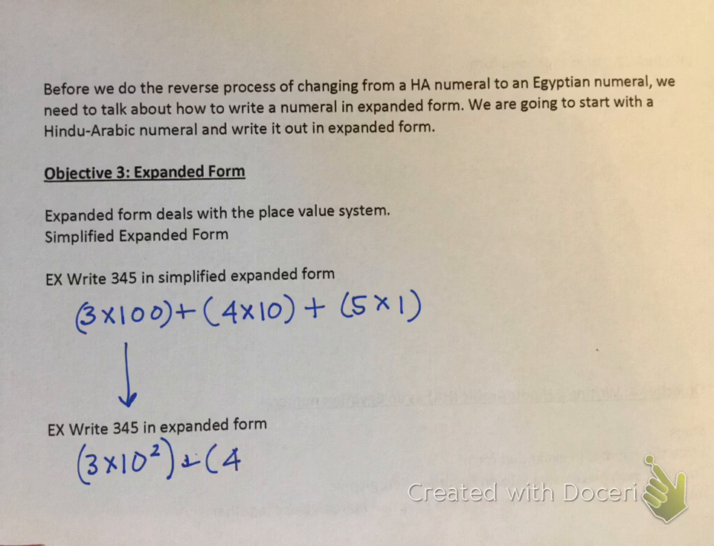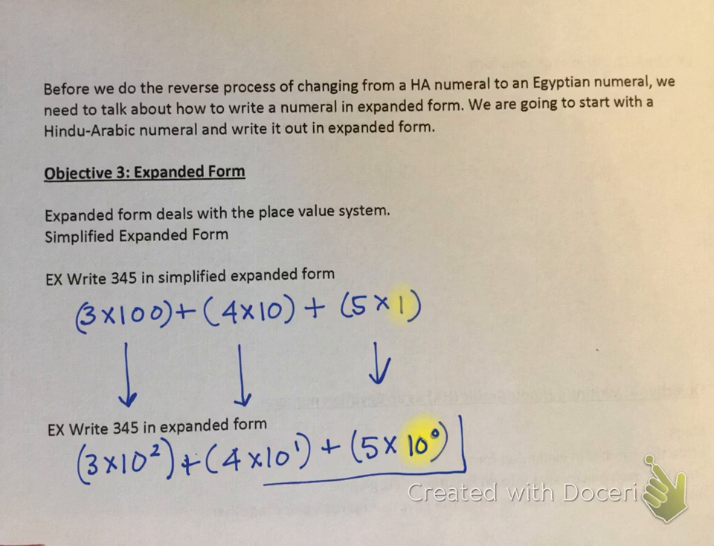Plus 4 times 10 to the first. Remember 10's place is represented as 10 to the first. Plus, now this one you may or may not remember, this is going to be 5 times 10 to the 0. Because remember, anything raised to the 0 power is 1. So this is true expanded form, and this is what expanded form means.